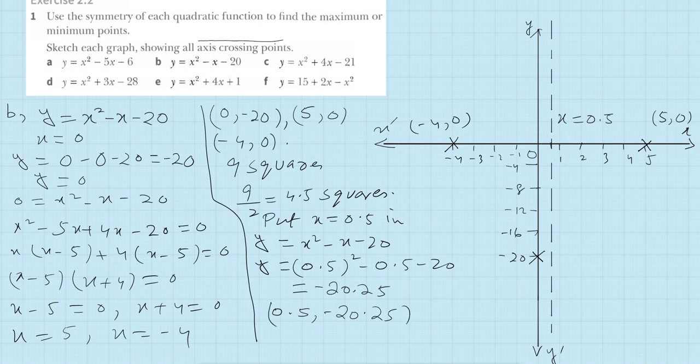And now plot this point on the graph. 0.5, and this is minus 24. So where should minus 20.25 be? Just below minus 20. Okay, like this point. So this is the point I am marking with a cross. Okay, so start to draw, join all the points.